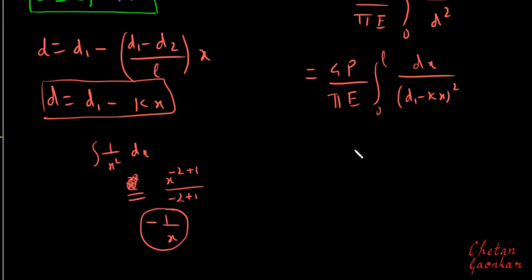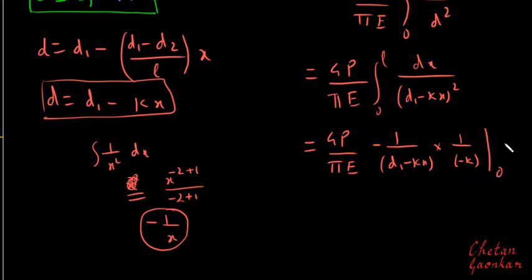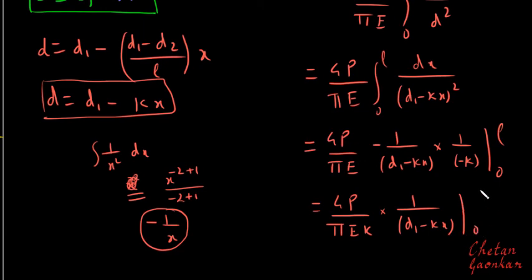Similarly, I will have to carry out this integration. What I will get is 4P divided by pi, and then this integration will be minus 1 divided by d1 minus kx, and I will also have to multiply it by 1 divided by minus k, and the limit goes from 0 to L. So this minus and this minus multiply with each other and become plus. So basically I'll get 4P divided by pi E k, multiplied by 1 divided by d1 minus kx, with the limit from 0 to L.